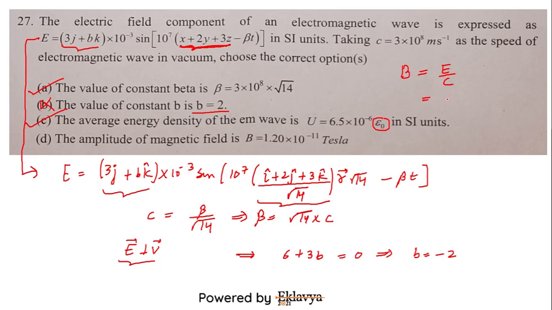So that will become root 13 into 10 raised to power minus 3 divided by 3 into 10 raised to power 8. So this will become root 13 by 3 into 10 raised to power minus 11 Tesla. So the power certainly matches, and root 13 would be close to 3.6. So 3.6 by 3 into 10 raised to power minus 11. So yes, even D option matches. So the correct answer to this question would be A, C and D.